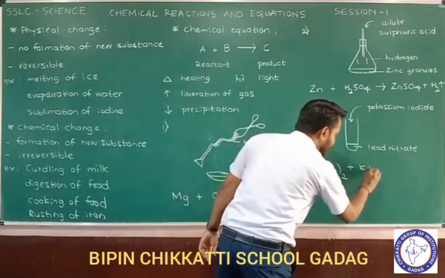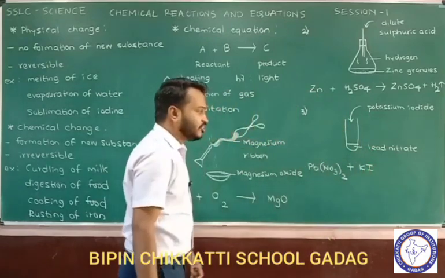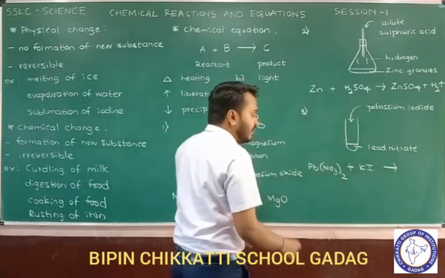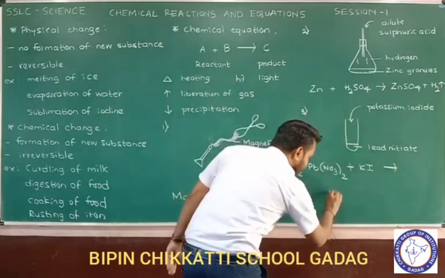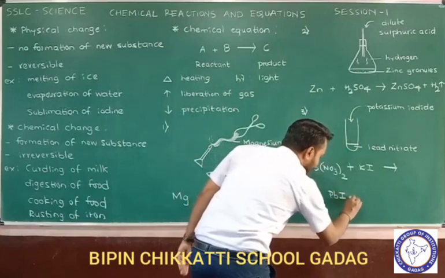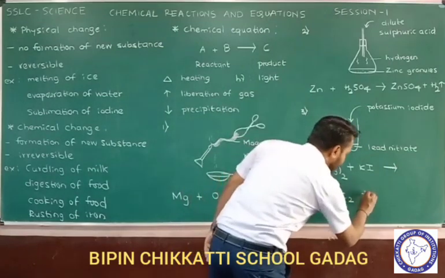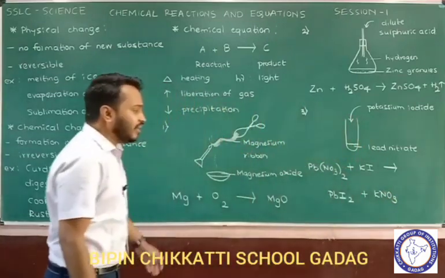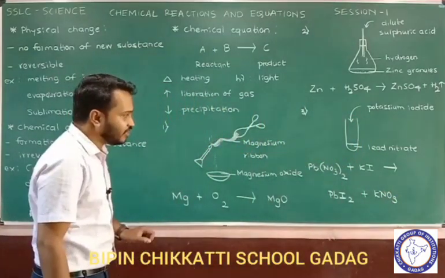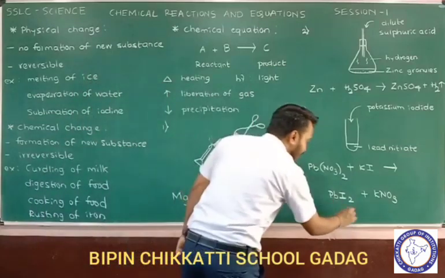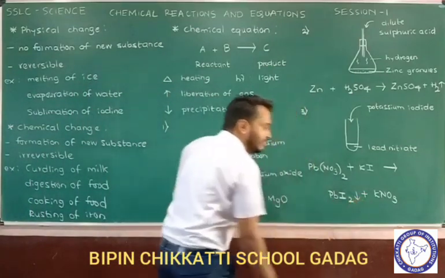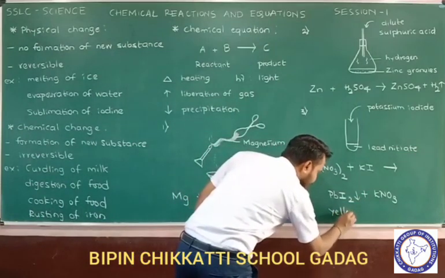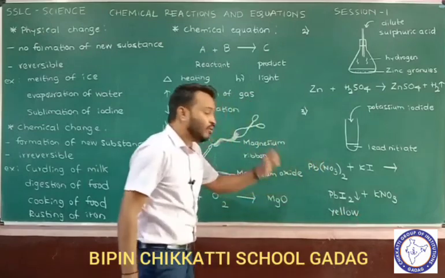I hope you can guess the formula. KI stands for potassium iodide, and the main product we are going to get here, let me write here, will be PbI2, and one more product we are going to get will be KNO3. Lead iodide and potassium nitrate we are going to get, and this lead iodide you are going to get in the form of a precipitate, formation of a solid, and try to know it has a characteristic color, that is a yellow color in nature.